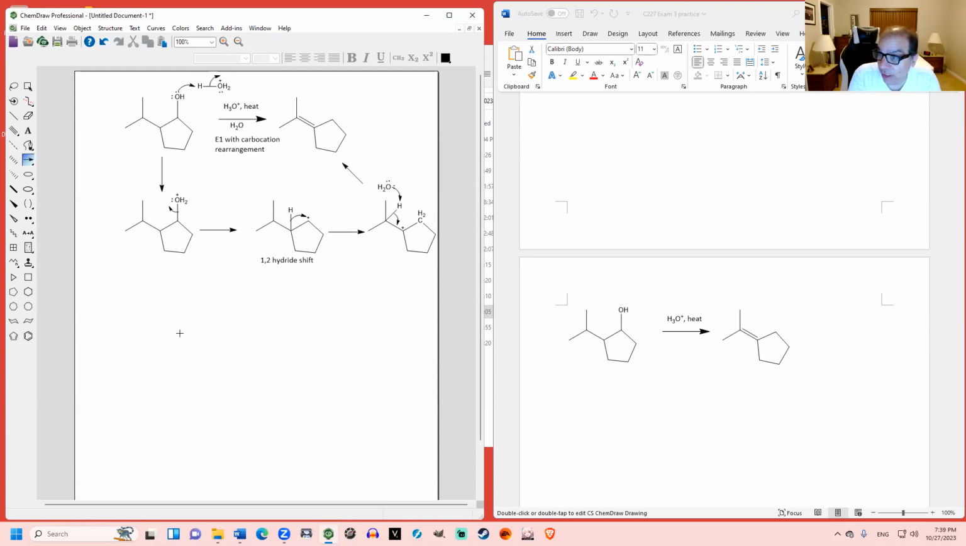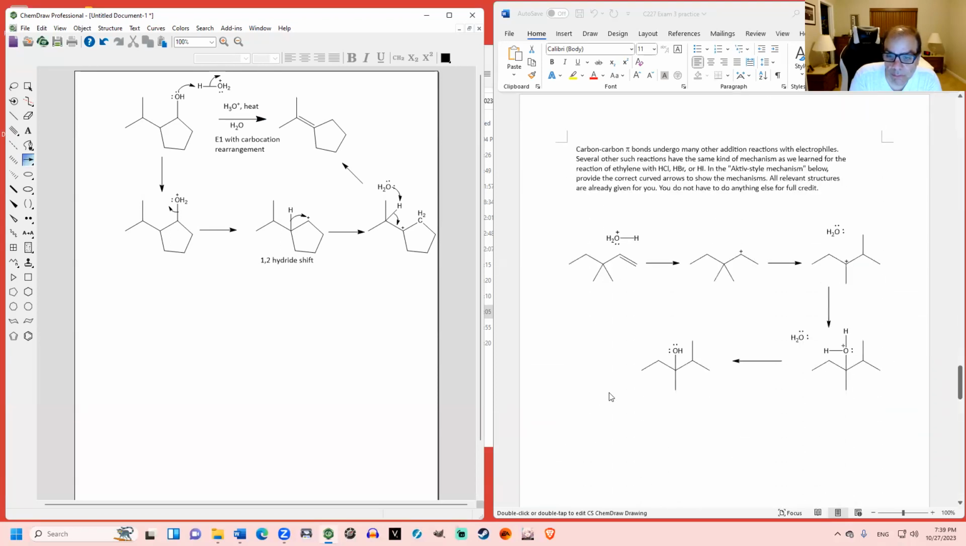Now, this was a hard question, I will admit, but I don't think it's unreasonable. I think it's a completely fair question given what we've learned about the E1 reaction and about carbocation rearrangements. I do wish I'd also put H2O as well as H3O plus. But it's a perfectly fair question. Good. Any questions on any of those steps?